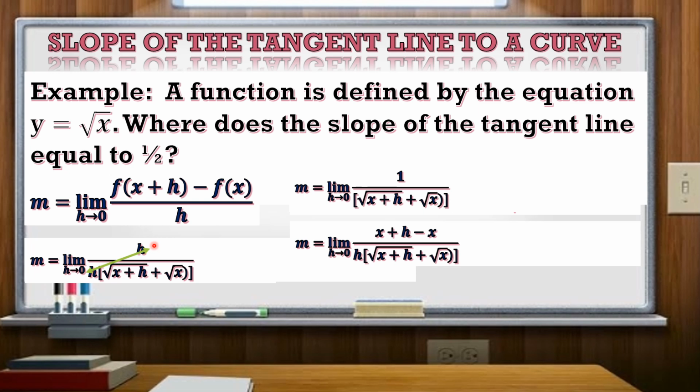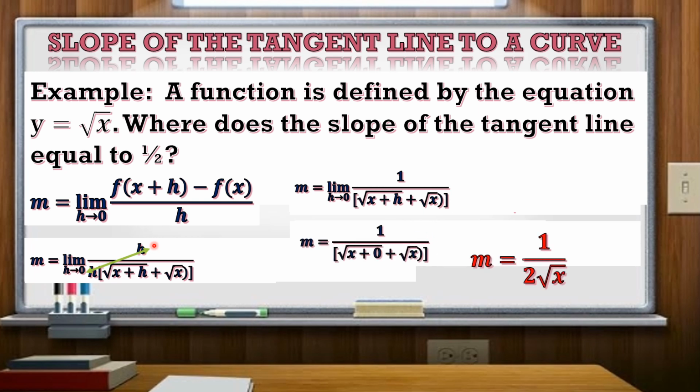Dito na tayo papasok sa saan? Sa substitution. So, lahat ng h magiging 0. So, ito. And then, simplify. The result is 1 over 2 square root of x. Ito na po yung slope ng ating tangent line to a curve. Now, sabi dito, saan daw makikita yung slope of the tangent line equal to 1/2?